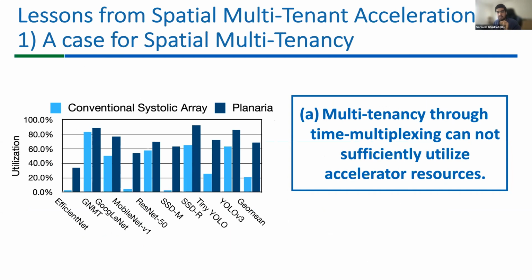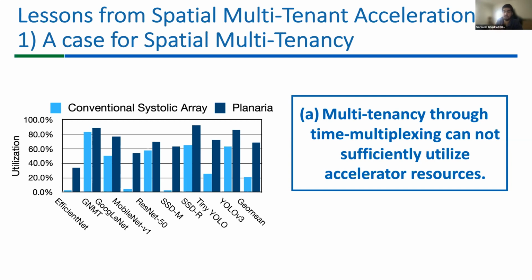One key important factor is that if you look at actual PE resource utilization for various workloads while running them on a conventional systolic array, which is a monolithic big array, and compare it to Planaria, which has this notion of reconfigurability and adapting to the computational needs, we can see that PE resource utilization could be really low in a conventional systolic array. It's about 20% on average, while Planaria, with its adaptation to the requirements of the DNNs, can improve the resource utilization to about 70%.